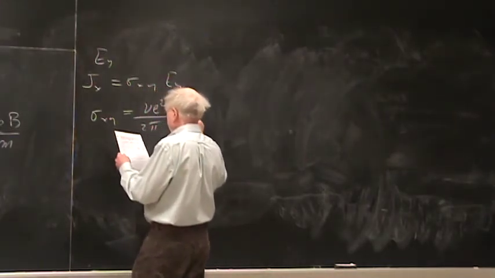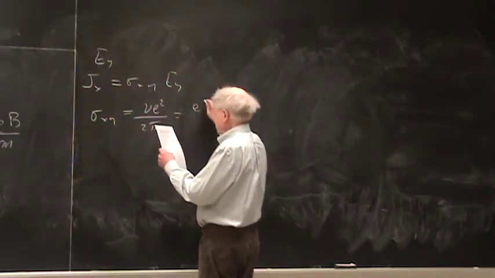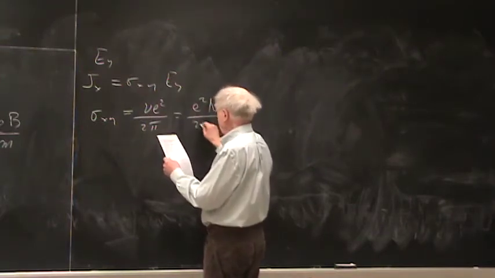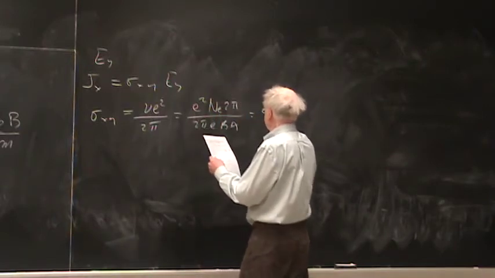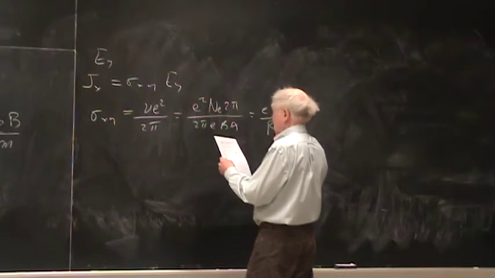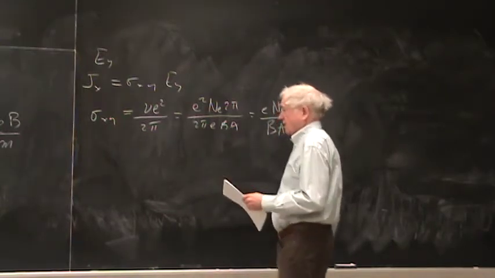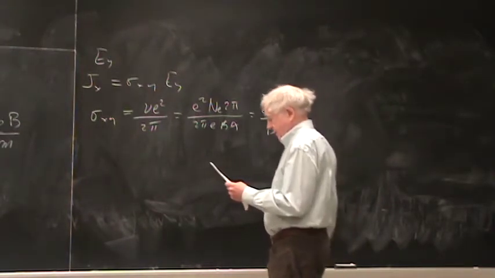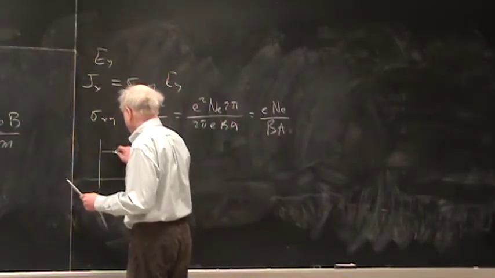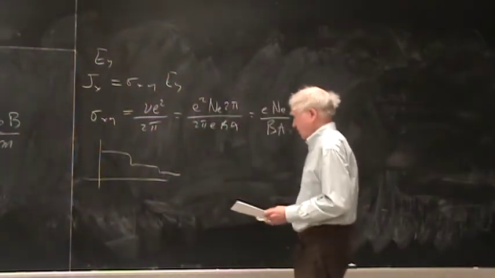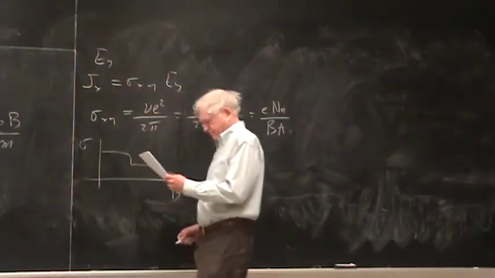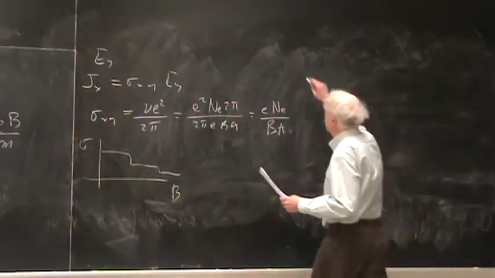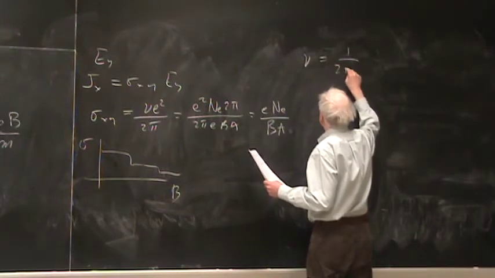All right, it turns out that sigma_xy is effectively, in some limit, nu e squared over 2 pi. And when you put in all that, you get e squared over 2 pi times 2 pi n over eBA, and all together, it's e n over BA. Anyway, it turns out that due to impurities, this thing actually has plateaus. I'm not going to talk about that. So this is B, this is sigma.